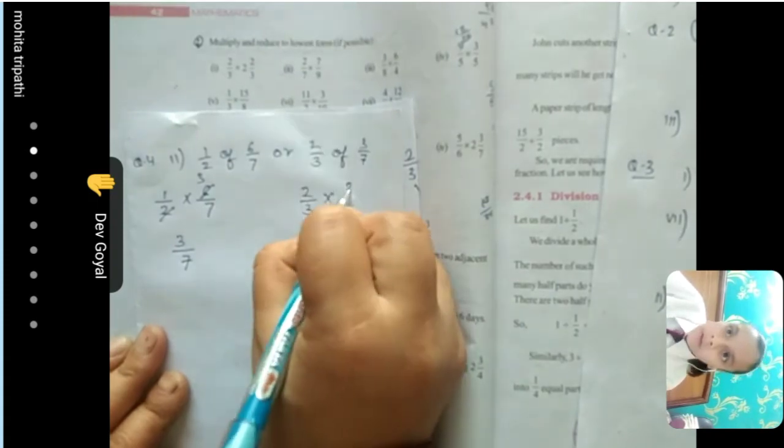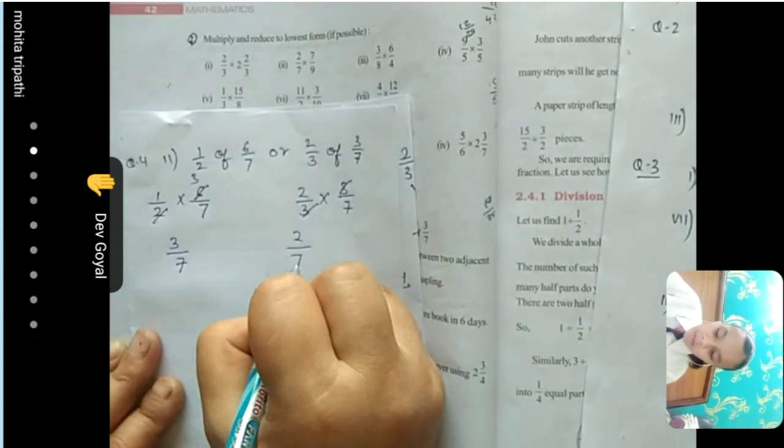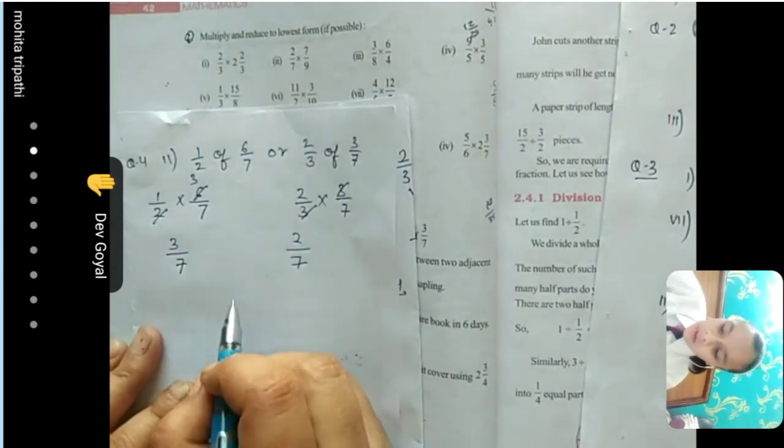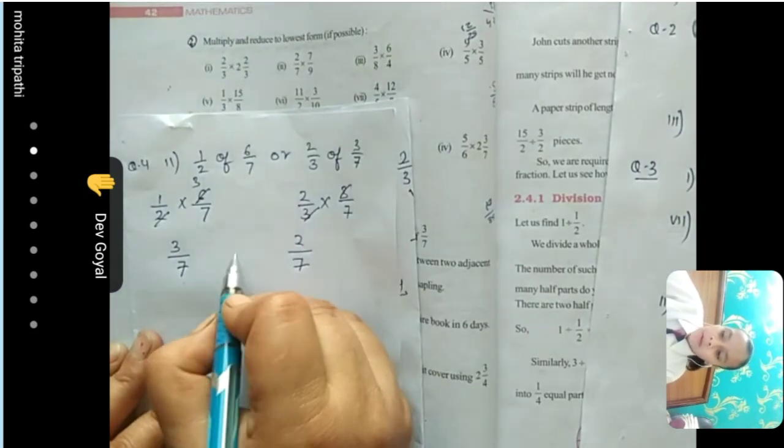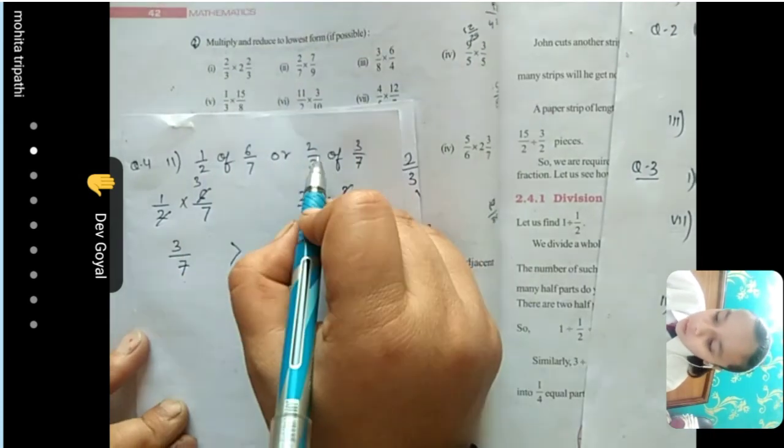Half of 6 upon 7. So now you can reduce it. It is 3 upon 7. Here also you can check 2 upon 3 of 3 upon 7. 3 will be cancelled out. So it is 2 upon 7. Okay. Now which one is the greater one? The denominator is the same. You can easily know that this one is the greater one. So half of 6 upon 7 is greater than 2/3 of 3 upon 7. Okay. So this way you can easily find out which one is the greater one.